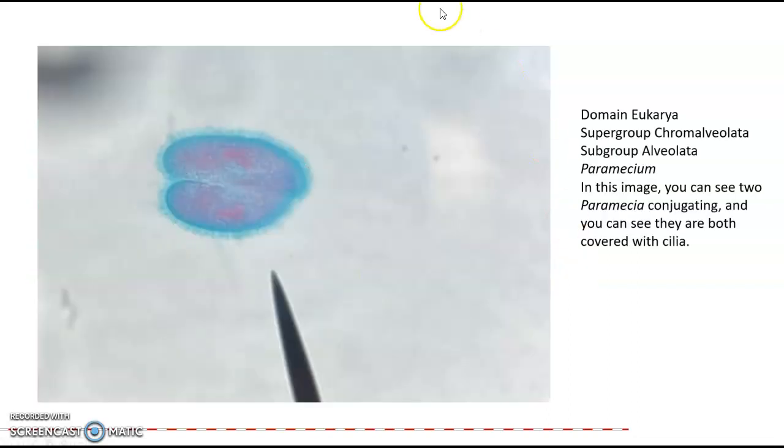The next organism from the kingdom Protista is Paramecia, and these are actually two Paramecia. This is one here, and then there's one lying right beside it. You can see the cilia really well. These are stained so that you can see them better, so they look a little different than the ones we saw in lab. But these are two Paramecia lying side by side. What they're doing is called conjugation. They're exchanging genes. They are from the supergroup Chromalveolata and the subgroup Alveolata.